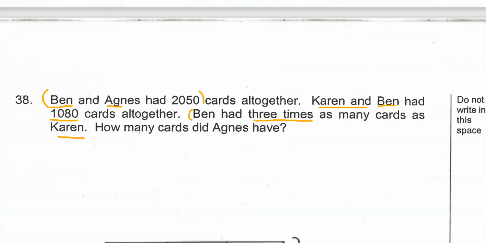Right, let's take a look at here. This is quite an interesting one. Ben and Agnes had 2050. Ben and Agnes, and Ben again, and Karen, different. Ben, same person. Now this time with Karen, they had 1080 cards altogether. What is important over here is it says Ben had 3 times as many cards as Karen. Ben has 3 times, and they both have 1080.